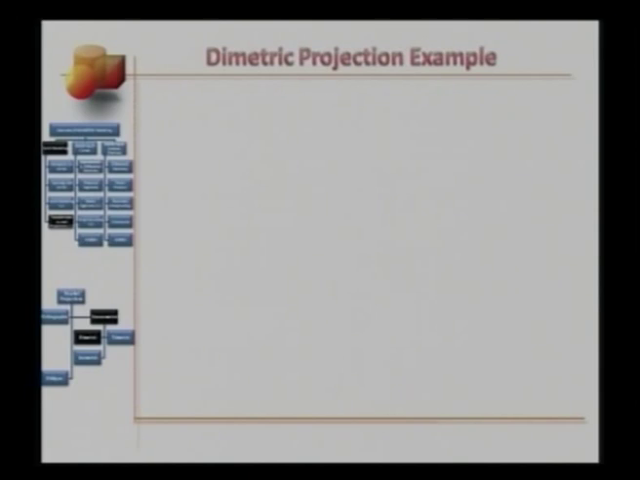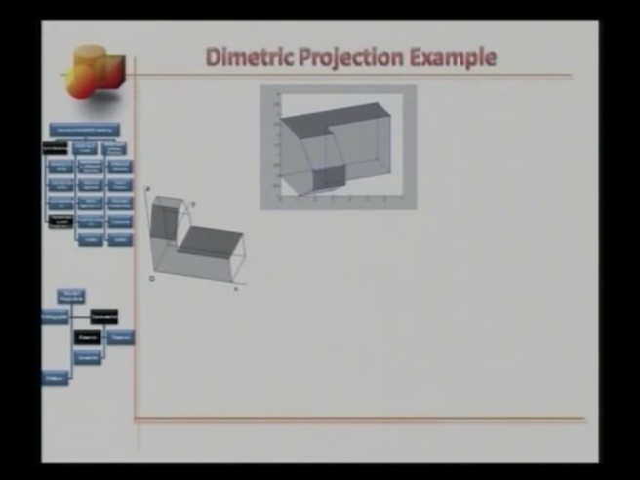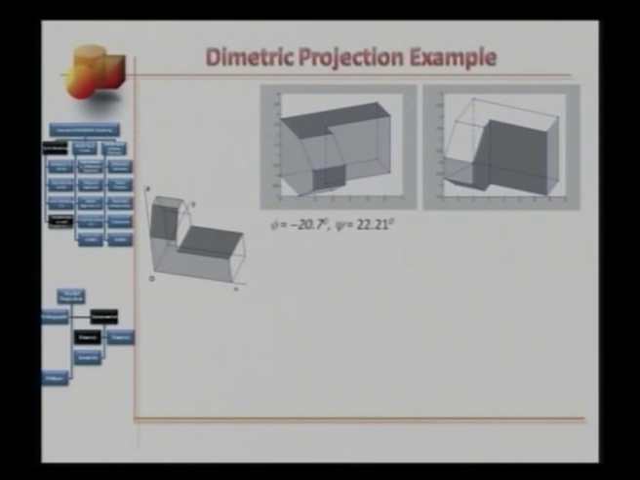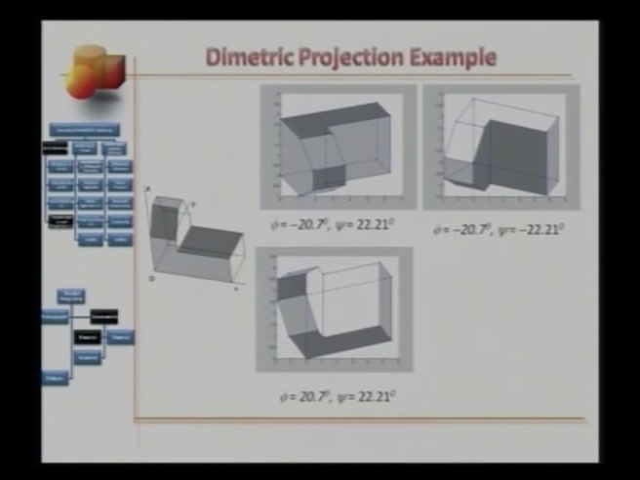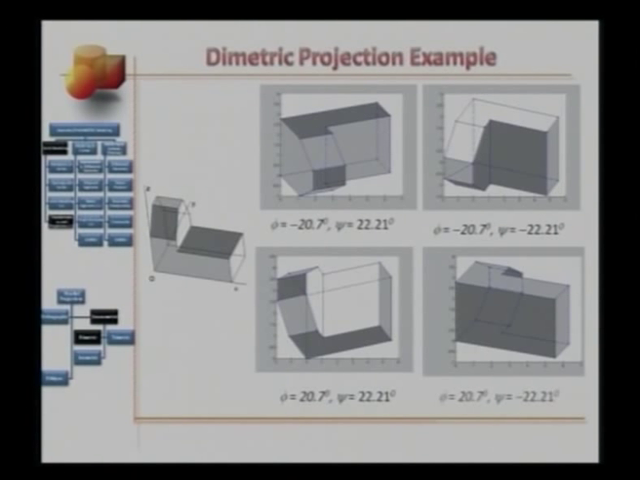Here is an example of a diametric projection. You would like to take the projections of this object. This is a view for phi equals minus 20.7 degrees and psi equals 22.21 degrees. Another view for phi equals minus 20.7 and for psi equals minus 22.21. The third one for phi equals 20.7 and psi equals 22.21. And the fourth one, phi as 20.7 and psi as minus 22.21. Now, these angles are for a specific value of shx.